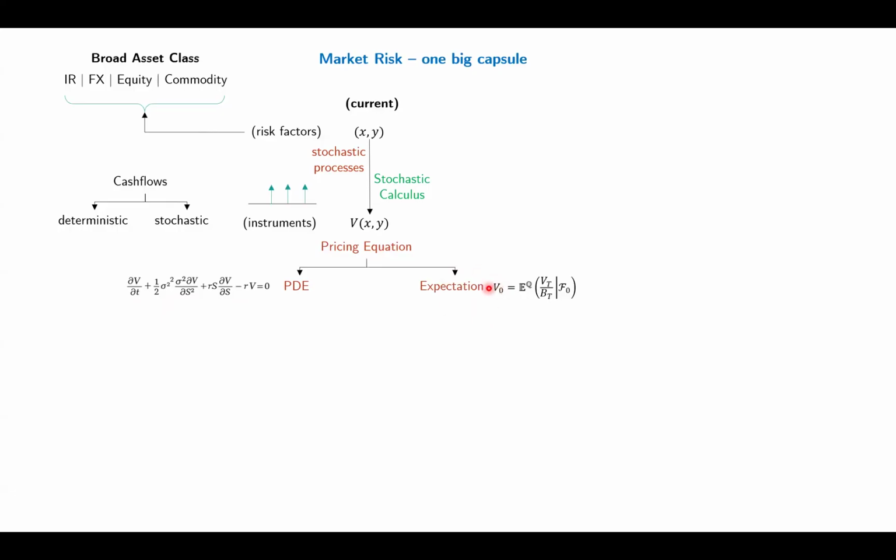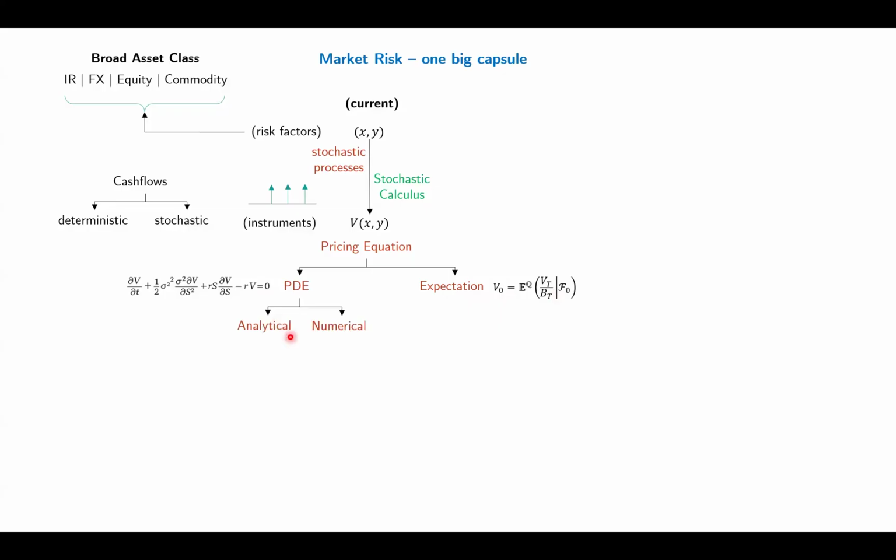So the value of an instrument is the expected discounted payoff. Don't worry about these notations. These are all part of quant finance. I'm just giving you a high level overview. So the pricing equation can be in the form of a PDE or it can be in the form of an expectation. How do you solve this?